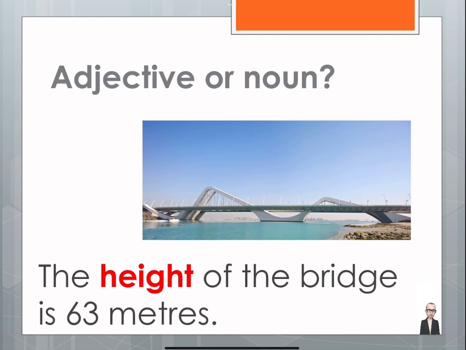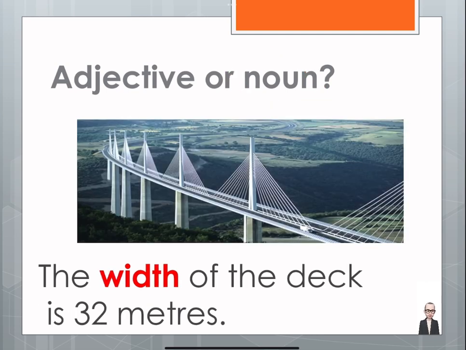On the other hand, when we say the height of the bridge is 63 meters, what are we talking about? Or the question would be, what is the height of the bridge? So height will be, hopefully you guessed it right, a noun. All right, next up, the width of the deck is 32 meters. The width, so again, if it starts with the, width is a noun right here.